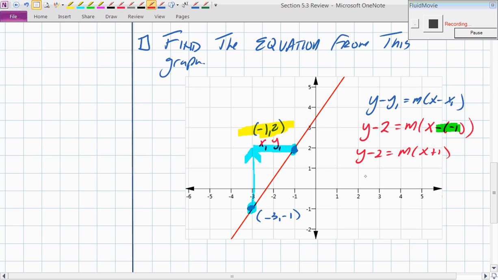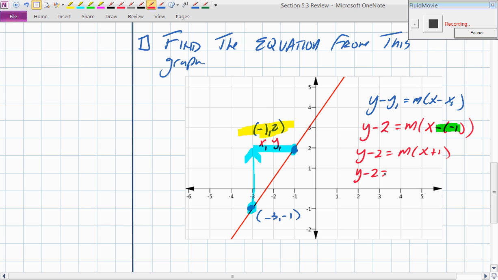3, 2? So what is it, Sam? 3 over 2. Which part is the rise, Sam? Going up 3. Which part is the run, Sam? So what's the slope? There you go. Thank you.